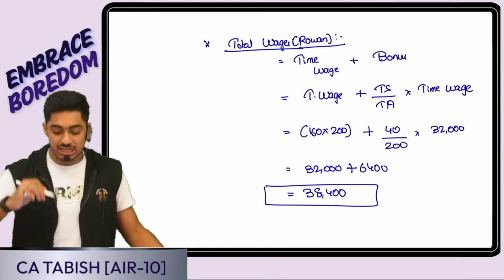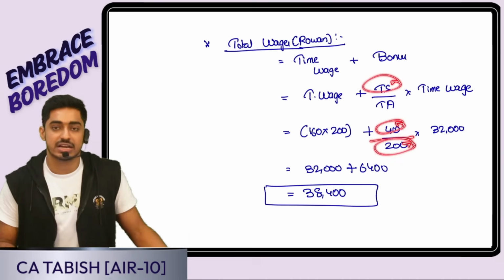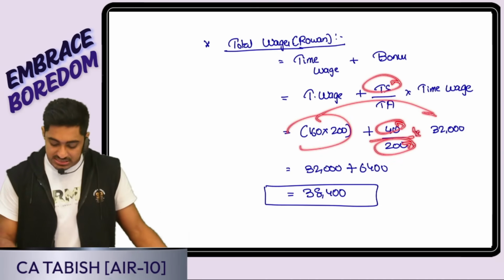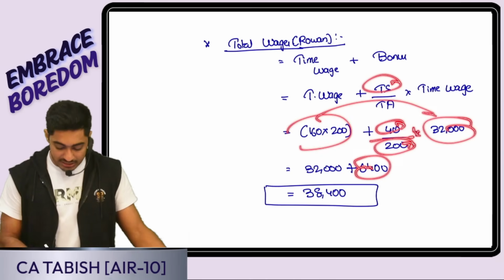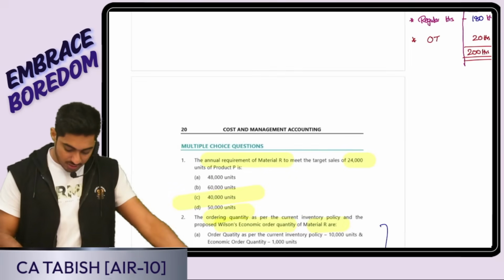How much incentive should I pay? Tell me how much time they have saved. 40 hours out of total 200 hours, into your time wage of 32,000. That comes to 6,400. So total I will be paying 38,400. Yes or no, everyone? Yes.